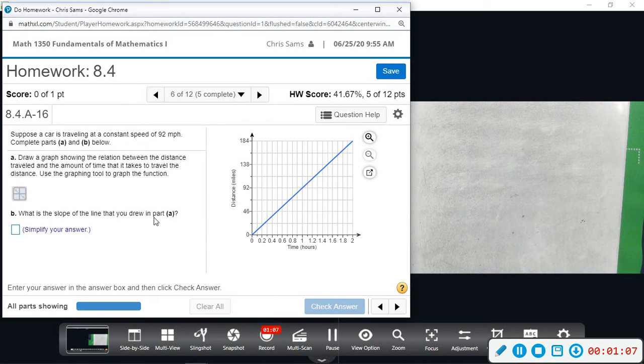And then we want to know what is the slope that we drew. Okay, so slope is rise over run. So we went up 92 and we went over 1. This is a distance of 1. So 92 divided by 1, which is just 92.